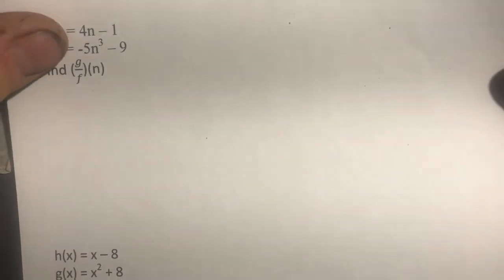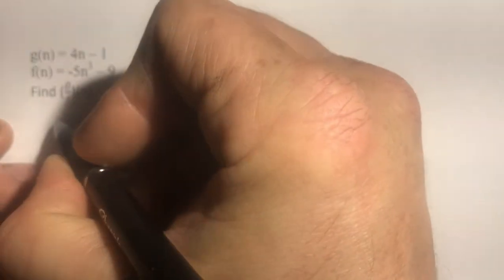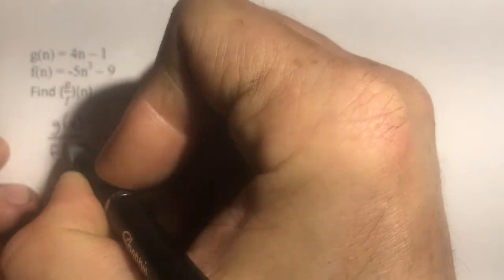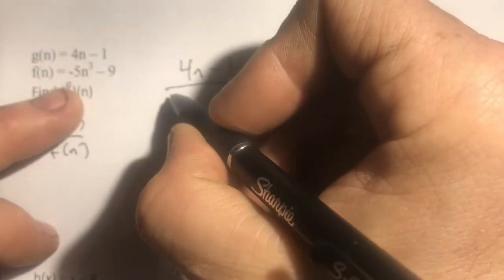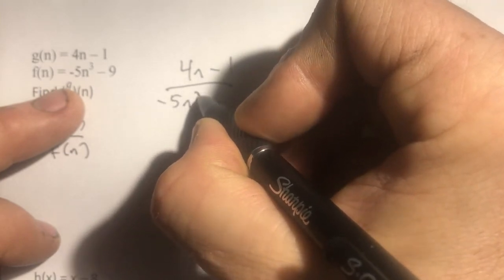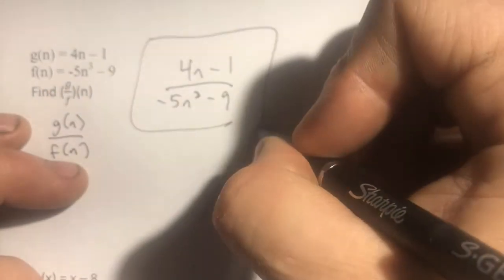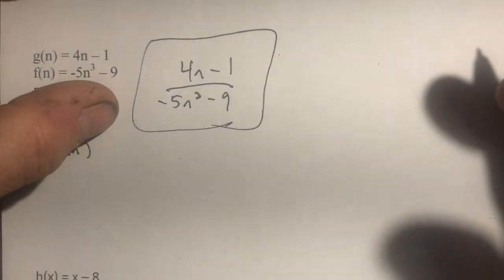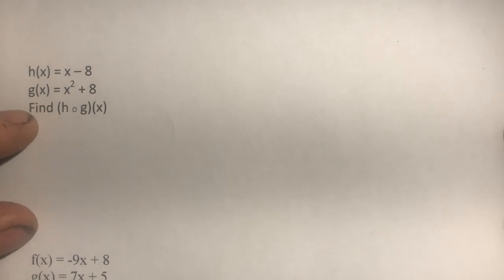Okay, hey, we're almost done. We're doing g divided by f of n. All right, so this is going to be g of n divided by f of n. So g of n's on top, and then f of n is on the bottom, and there's no simplifying you can do, so that's just it right there. The divide ones, man, are easy, aren't they? All right, here we go.